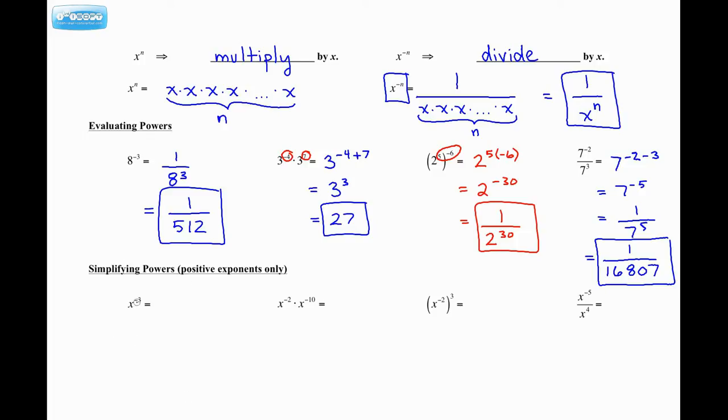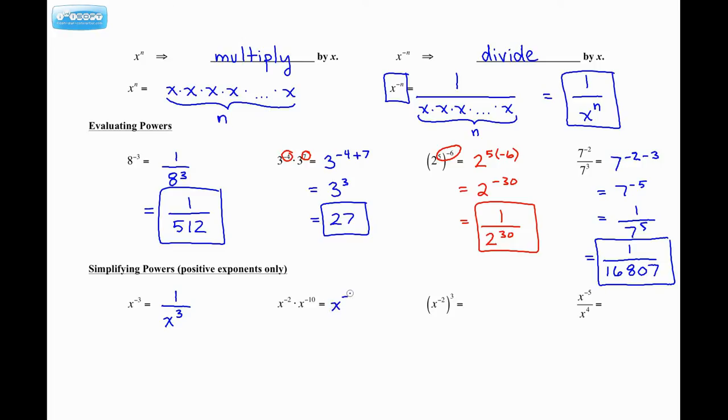So I have x to the power of negative 3. Well, I can write that as 1 divided by x to the positive 3. There's nothing more I can do with that. There's no numbers to work out. Everything is positive, exponent-wise. I'm good to go. Next, x to the negative 2 times x to the negative 10. So when you multiply powers of the same base, you add the exponents.